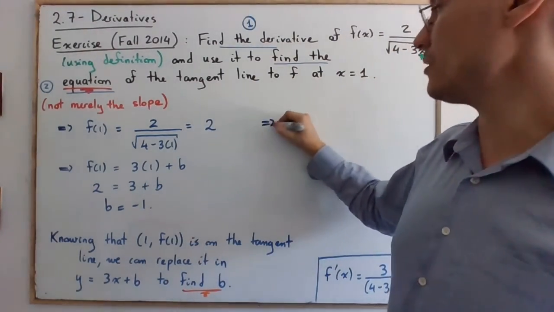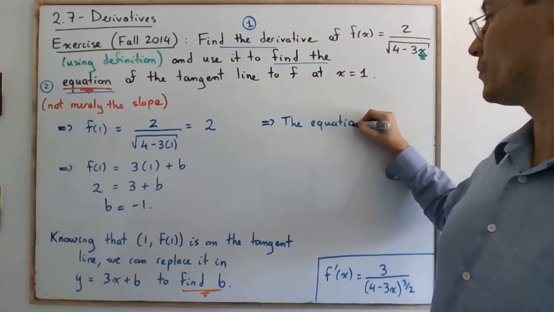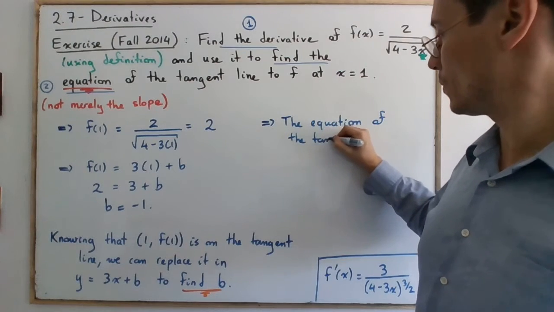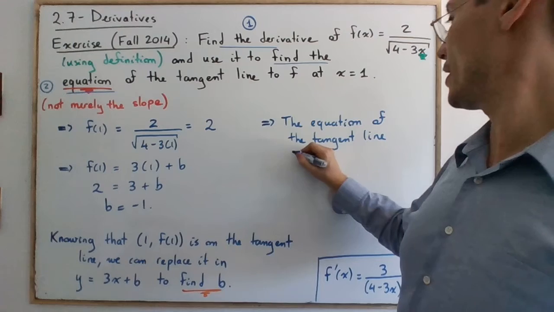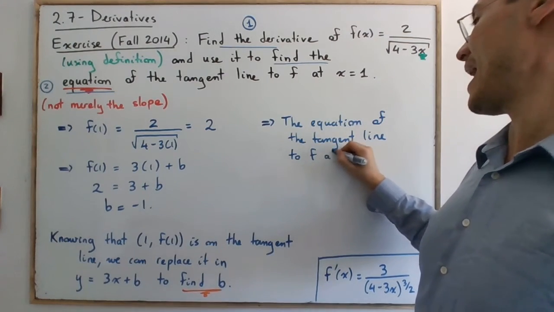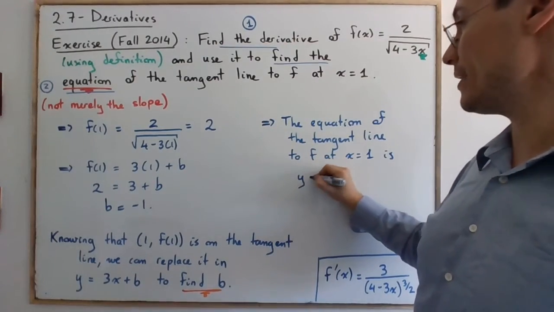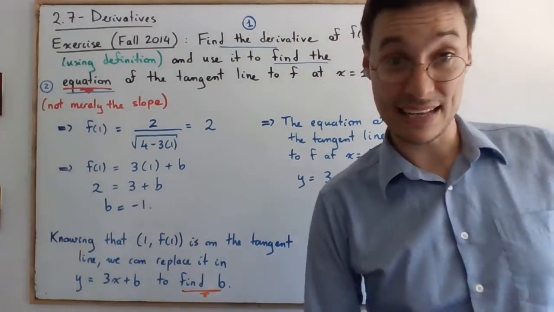So as a result, the equation of the tangent line to f at x equals 1 is y equals 3x minus 1. This is it.